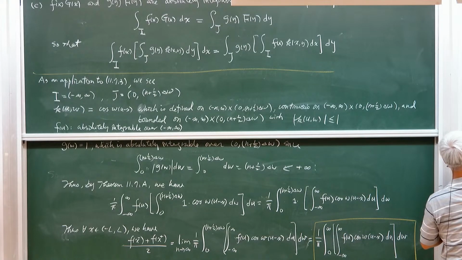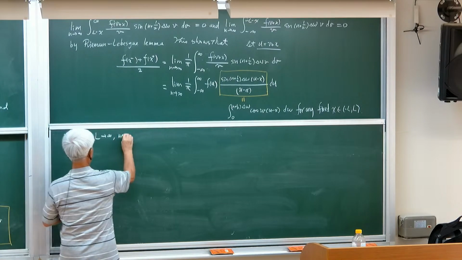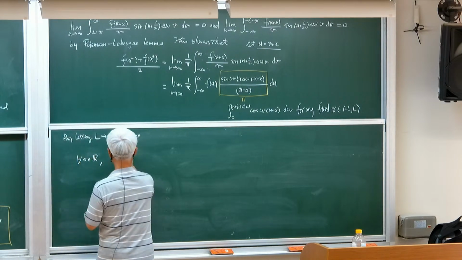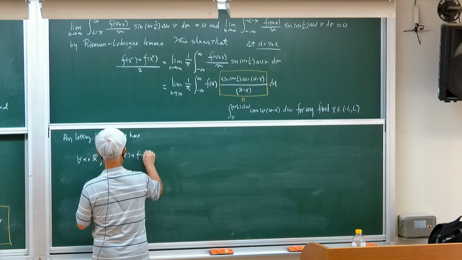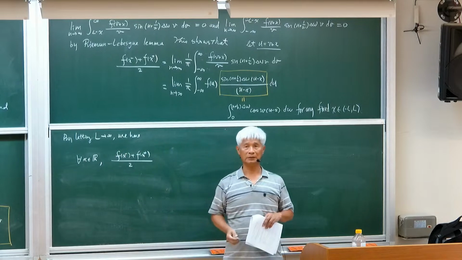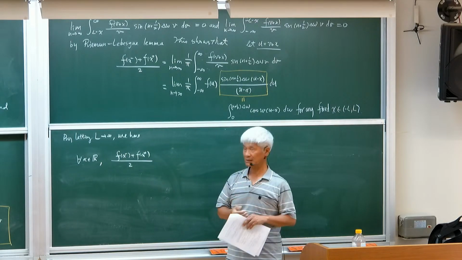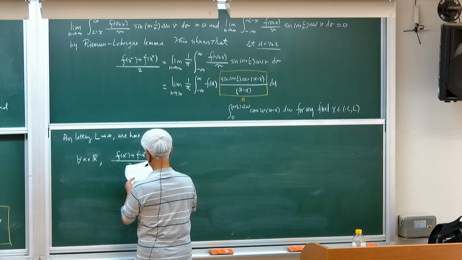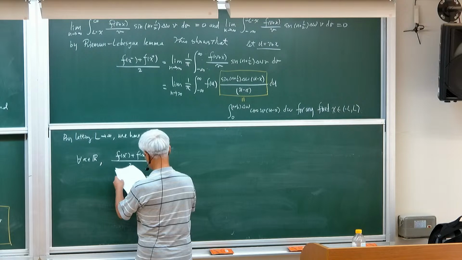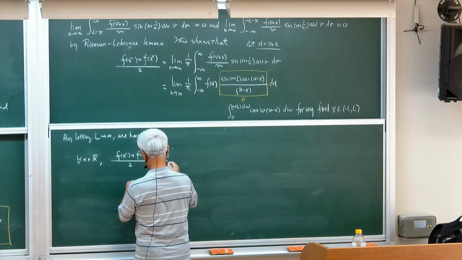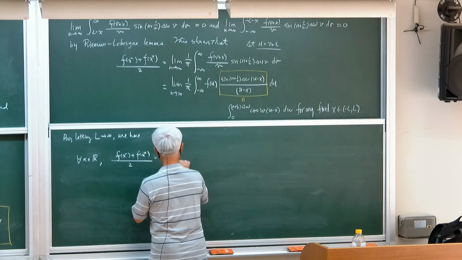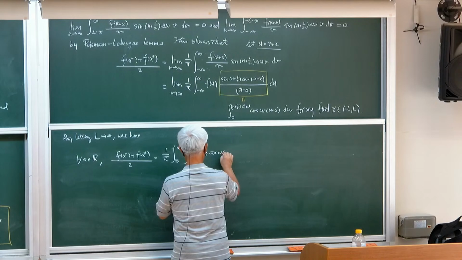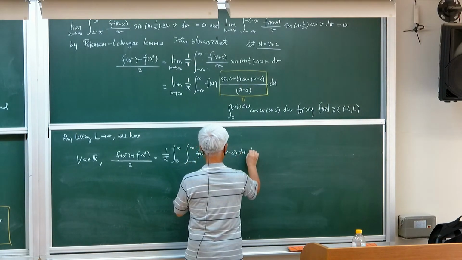So by writing L goes to infinity, we have that for all x in R, the arithmetic average of the left limit and the right hand limits of the function f at each point x is equal to this integral. Okay?